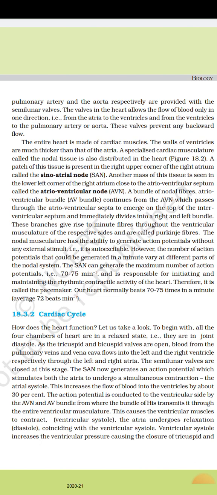The SA node now generates an action potential which stimulates both the atria to undergo simultaneous contraction, the atrial systole. This increases the flow of blood into the ventricles by about 30%. The action potential is conducted to the ventricular side by the AV node and AV bundle, from where the bundle of His transmits it through the entire ventricular musculature. This causes the ventricular muscles to contract, ventricular systole, and the atria undergo relaxation, diastole, coinciding with ventricular systole.